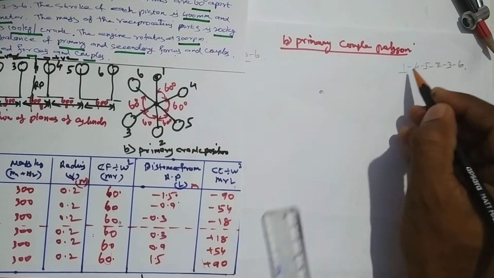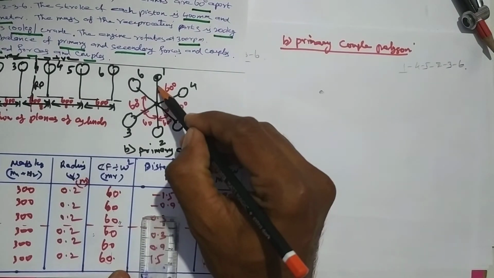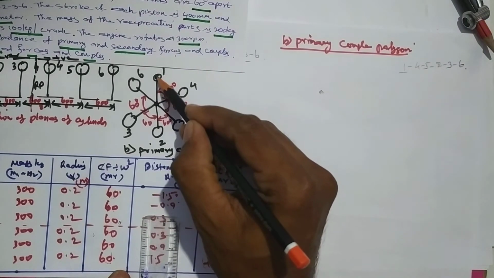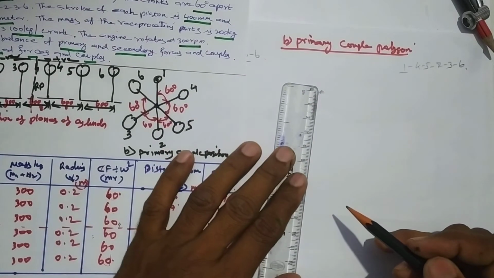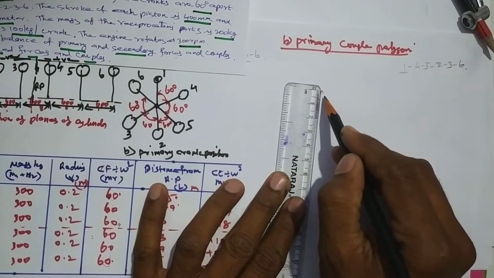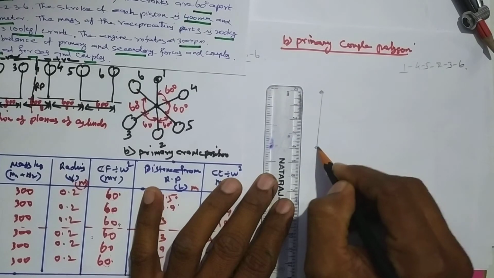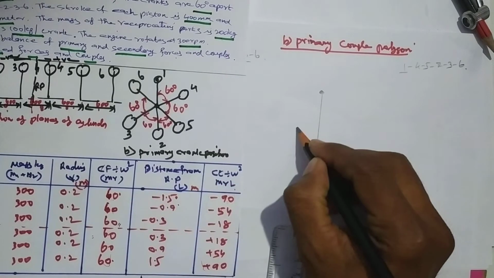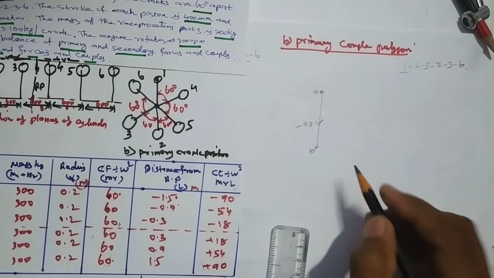So the first one is 90 minus 90, but you see this first cylinder is in the upward direction, you should draw the line in the downward direction because it is negative. So negative, I draw it to a particular scale, I take 4 centimeter or 3 centimeter, according to your scale. I take 4 centimeter, right.